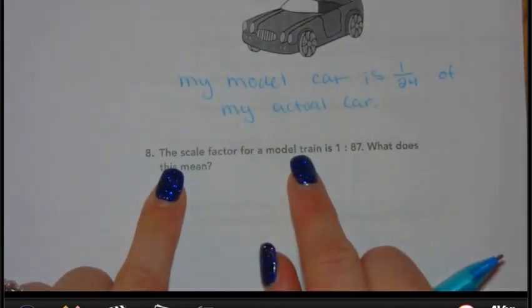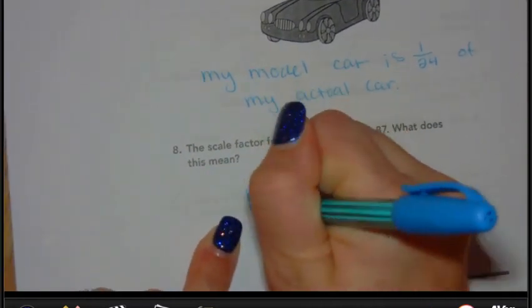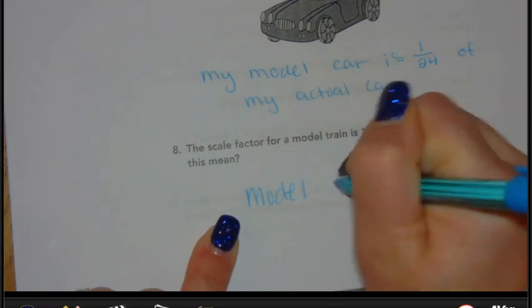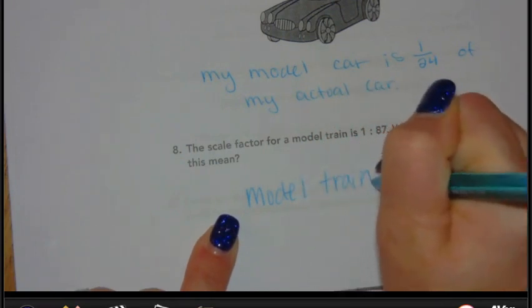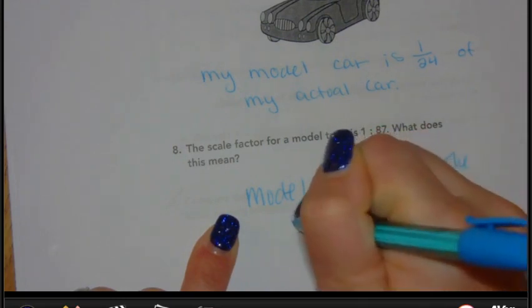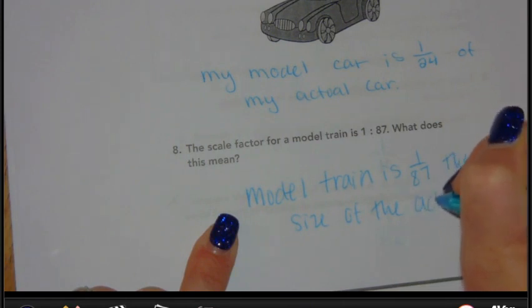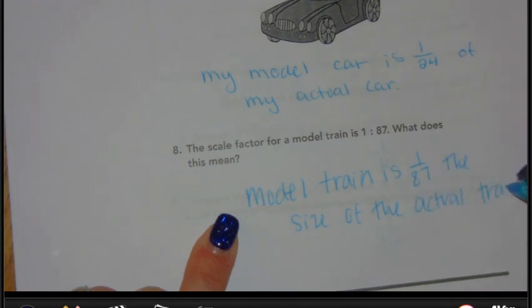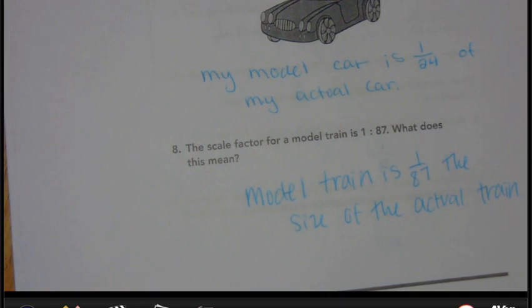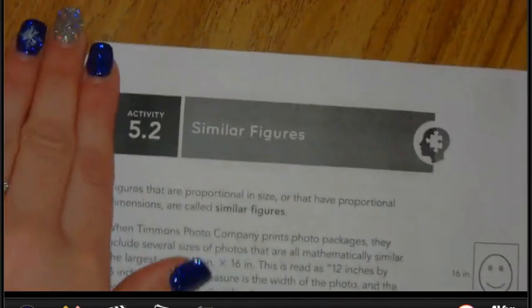All right, and then the scale factor of a model train is 1/87. What does this mean? It means the model train is 1/87th the size of the actual train. Okay.